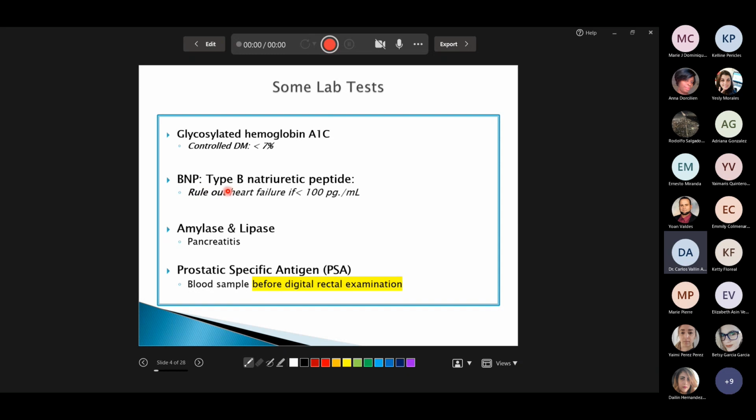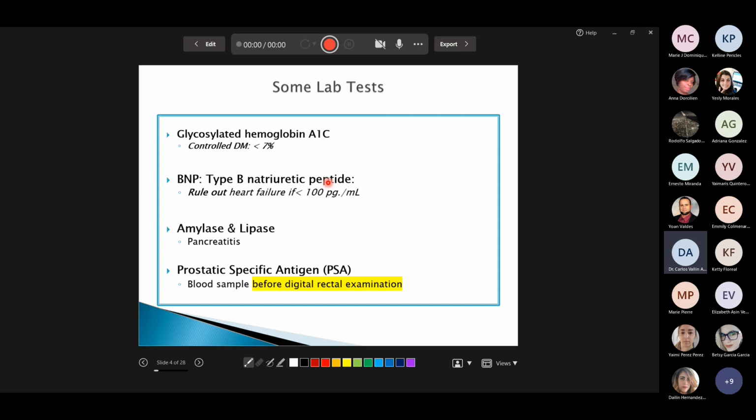The BNP, B-type natriuretic peptide, is a blood test that elevates when the person has heart failure. So the application of the BNP is to diagnose heart failure. If the value of the BNP is below 100, the patient cannot have heart failure. It's not heart failure. Okay, it's the main application of the BNP.